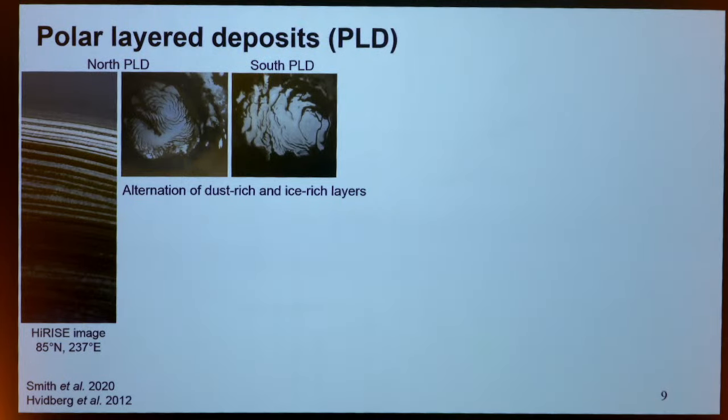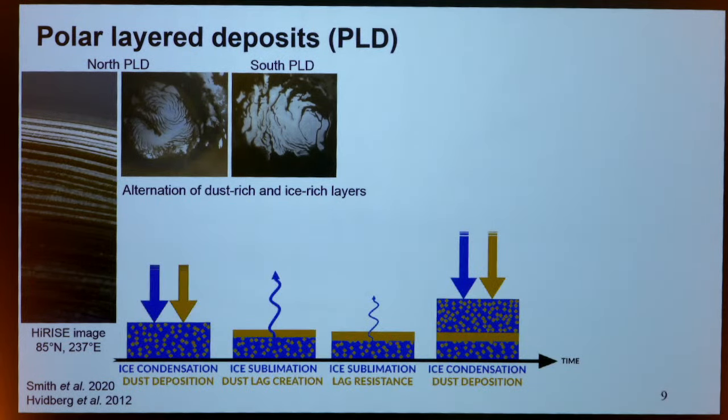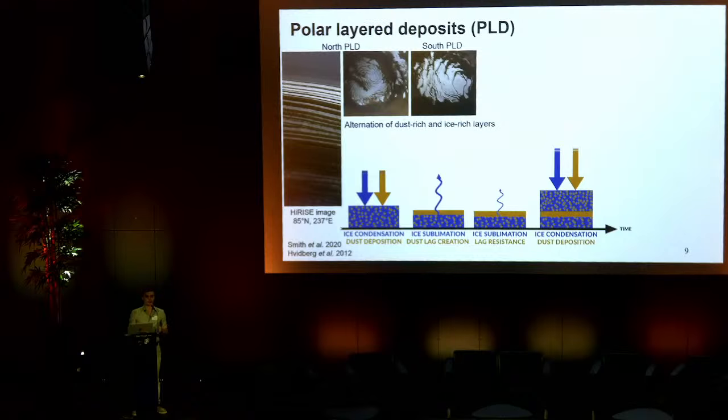So now I would like to talk about the polar layer deposits, and I will focus on the North Polar Layer Deposits. So as Anna told about, mainly you can see that you have an alternation of dust-rich and ice-rich layers, and the main process which is thought to be the driver of this result is this one. So when you have low obliquity conditions, the climate is such that ice is condensing on the surface with dust inside, which contaminates the ice.